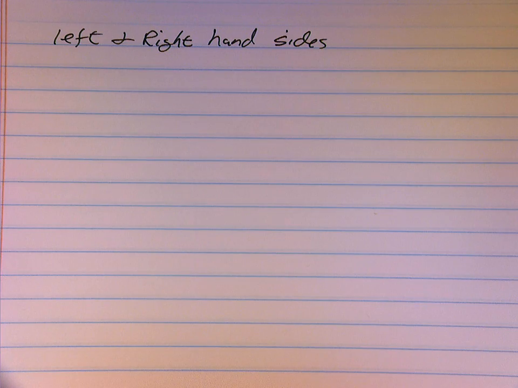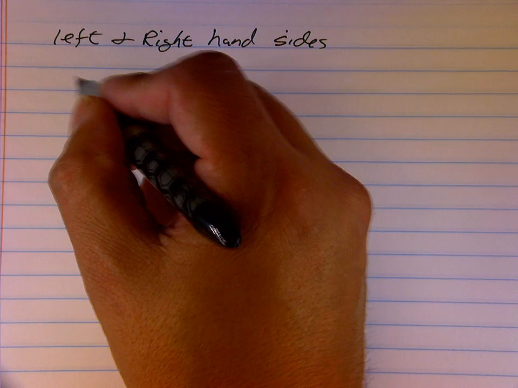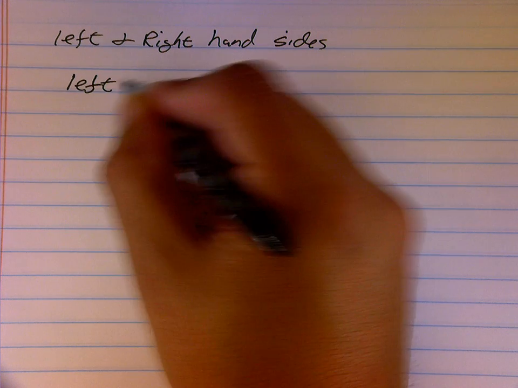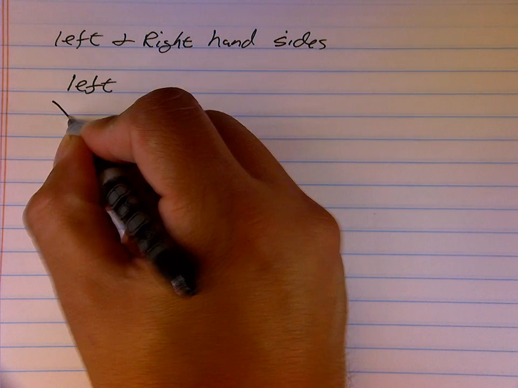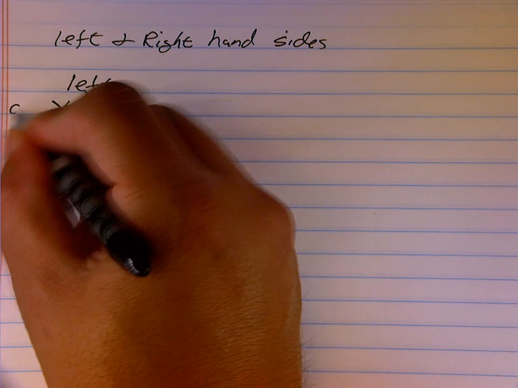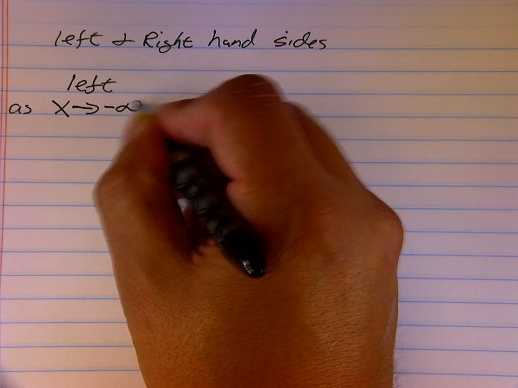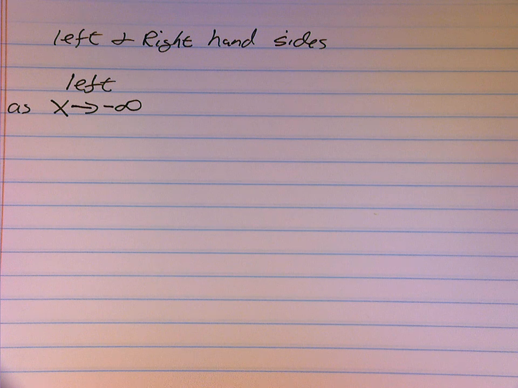The left and right hand sides, or the left and right hand behavior of a graph, using some new symbols. For the left side, I will use this notation: x approaches negative infinity. What you have to get comfortable with is this is a hieroglyphic statement, it's not a direct statement.